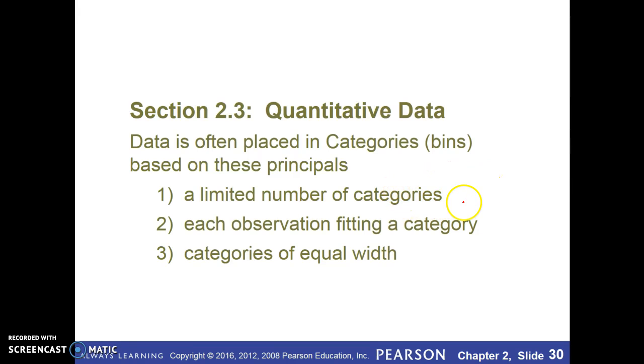Another principle is that each observation should fit a category. So you don't want to have a number that there is simply not a category for. Every number that you get in a survey should fit a category somewhere. And the categories should be of equal length. You shouldn't have a category that goes from 0 to 2 and then another one that goes from 3 to 30. They should be of equal width.